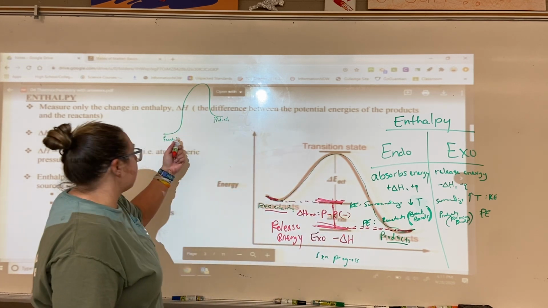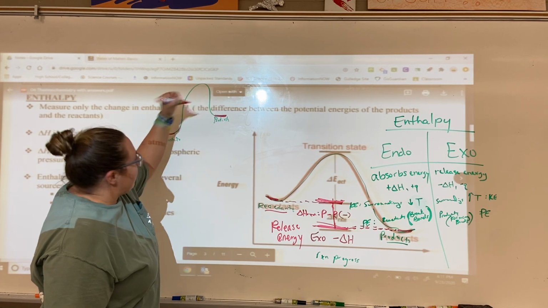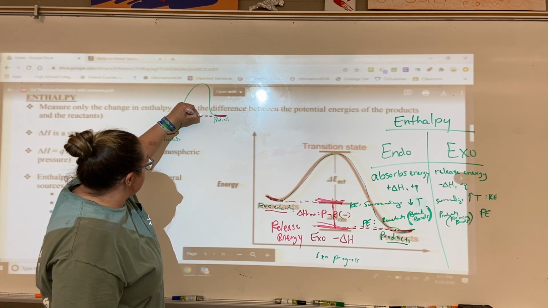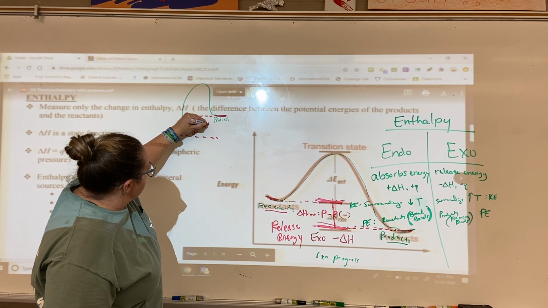Now, let's look at this guy here. Same idea, reactants and products, right? If I take my products, this is my delta H.